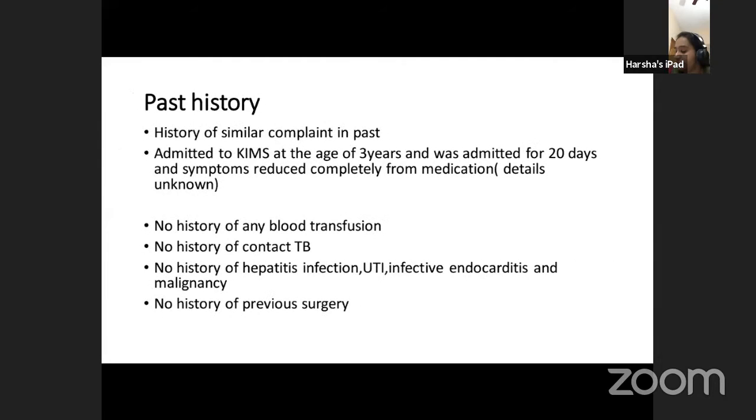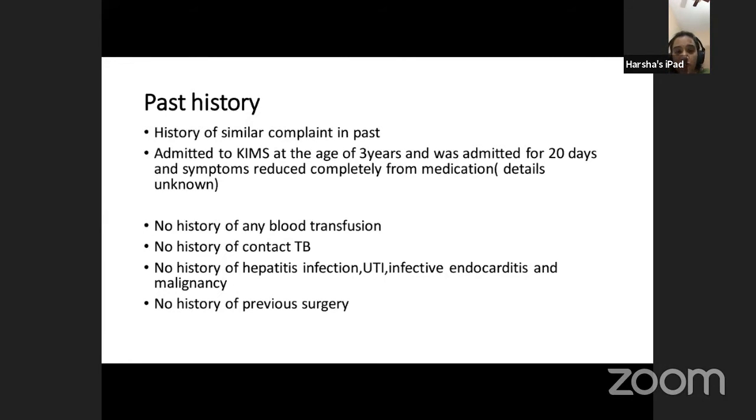Okay, go ahead. Coming to the past history of the patient, he had a history of similar complaints in the past. He was admitted at the age of 3 years, which was his first episode, and he was admitted for 20 days, and symptoms reduced completely from given medications. The details of the medications are not known.